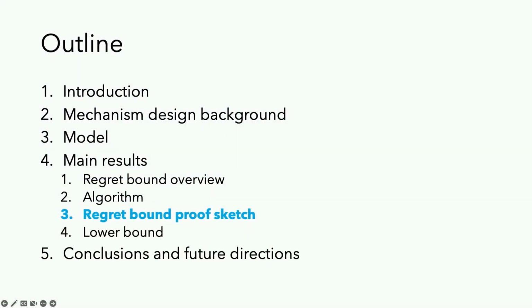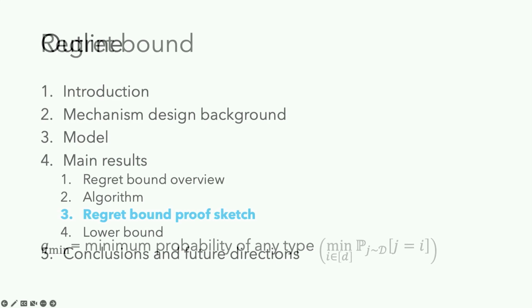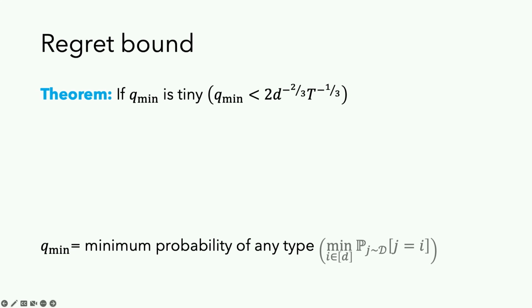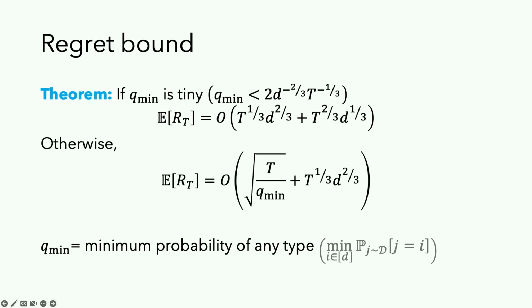But let me talk a little bit about what the proof looks like, our regret bound proof sketch. So remember, our regret bound depends on this minimum probability of any particular type. Our theorem is that if this minimum probability of any type is tiny, so Q min is much smaller than d to the negative 2/3, t to the negative 1/3, then our expected revenue is dominated by t to the 2/3, d to the 1/3. And otherwise, we get this nice square root t dependence, t divided by Q min.